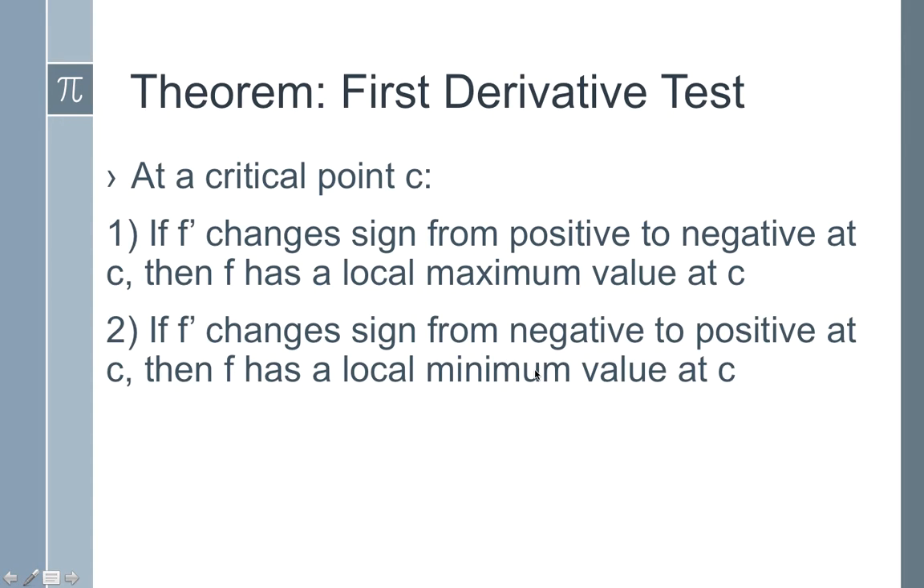And likewise, if the derivative changes sign from negative to positive at c, then it is a local minimum, and that should make sense as well because the function is going downhill because it's got a negative slope, and then it becomes positive slope, so that has to be a minimum value at c. And this goes right along with our last lesson where we were talking about looking for critical points, finding where the derivative is equal to 0 or where it is undefined.